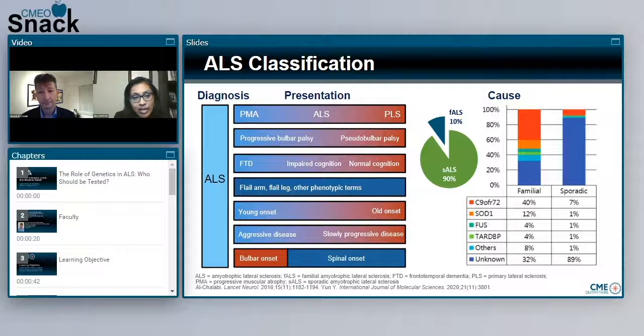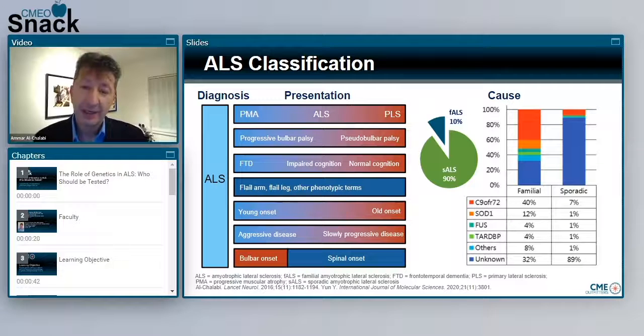Dr. Al-Chalabi, what are some of the different classifications of ALS? So that's a really important question, but it actually partly depends on the reason you're classifying. If you're classifying to give a diagnosis, then it makes sense just to call it ALS. But within ALS, there are different patterns of presentation, and sometimes those are given various names, such as primary lateral sclerosis or progressive bulbar palsy.